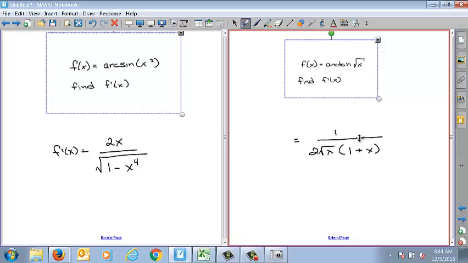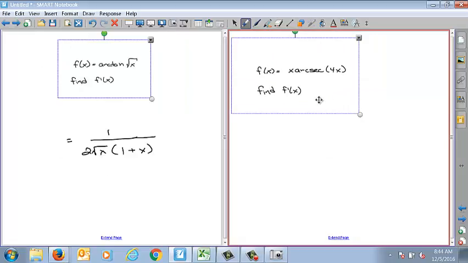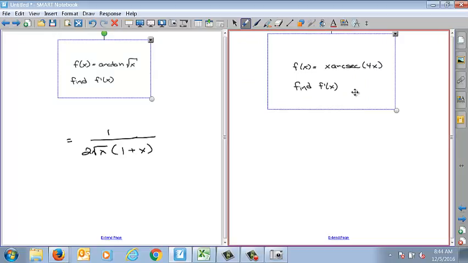Okay, and then the last one is this, and this is a product, so you have to use the product rule. So I would actually probably just rewrite it as h of x, just so I can use the product rule. So I would let f of x be equal to x, and g of x would be equal to the arc secant of 4x.